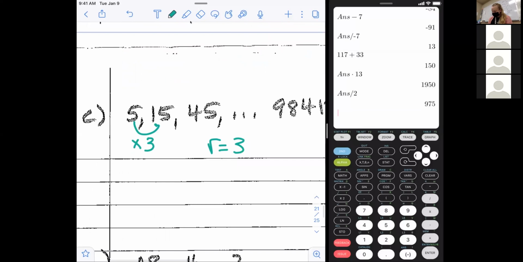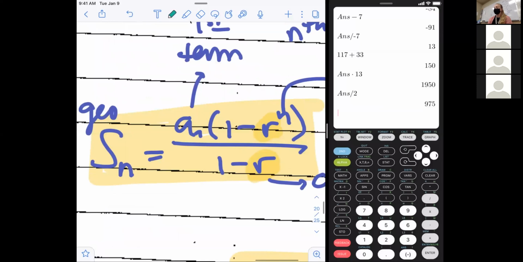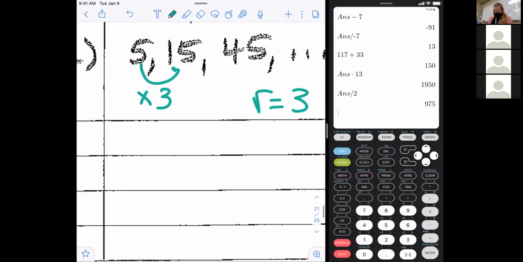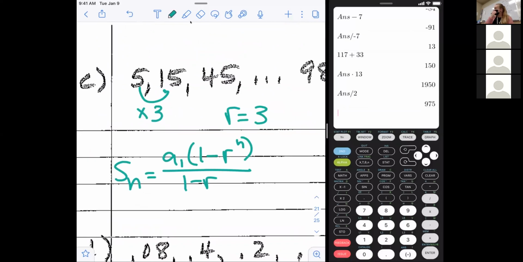Okay. Again, I'm going to use my S of N formula. We haven't used this one yet. It's this geometric one, which again, I will have nicely labeled so you know what's going on. It says S of N equals A sub 1 times 1 minus R to the N over 1 minus R. Same thing as before, we have everything but N. I can plug 5 in for my A sub 1. I can plug 3 in for my R in both places, but I don't have an N, so I need to go and figure that out.